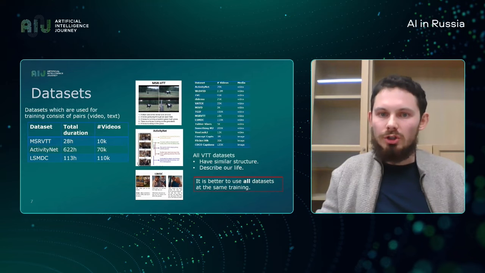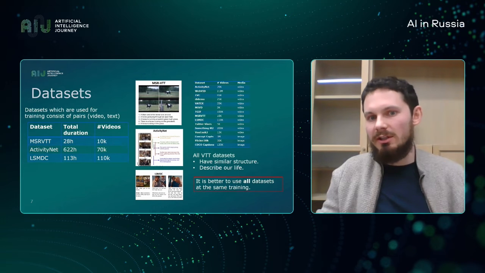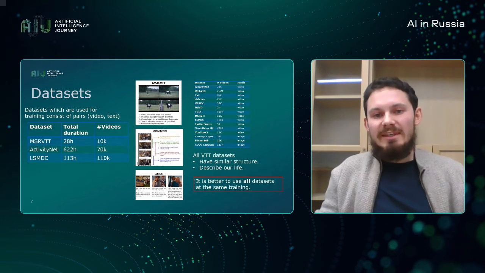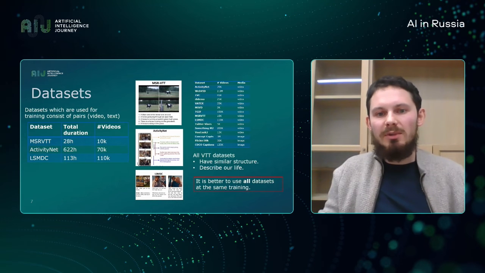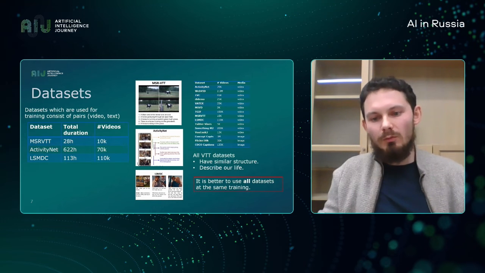We also have VTT datasets, which are significantly larger, but the drawback here is that they gather data from a neural network without human participation. They have a lot of noise. You have to be very careful when using them. All these datasets have a very similar structure. They have media files and a text which describes this media file. Each text describes some aspect of our life.